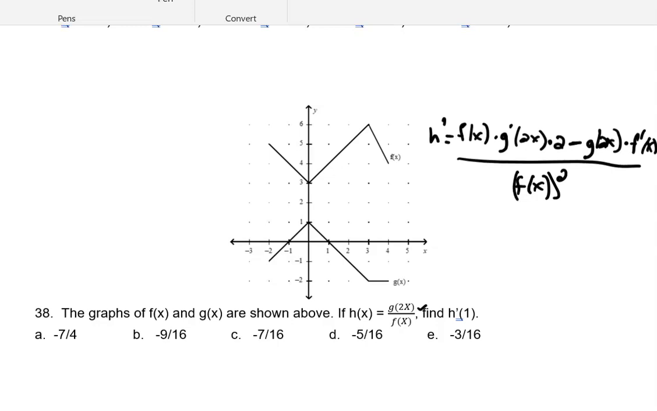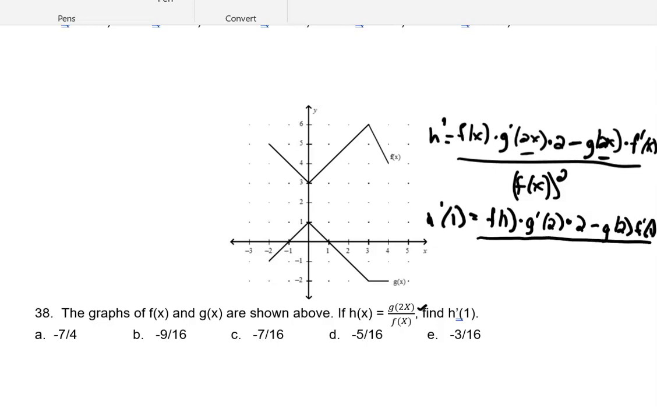Plug in 1. So f of 1. And then over here, plug in a 1 right here, you would get g primed of ultimately 2. And times 2. A 1 plugged in right here would give you g of 2. And then over here, f primed of 1. All of that gets divided by f of 1 squared. So f of 1 here means you're going to go to the graph of f, go to where x is a 1, and its functional value is 4.